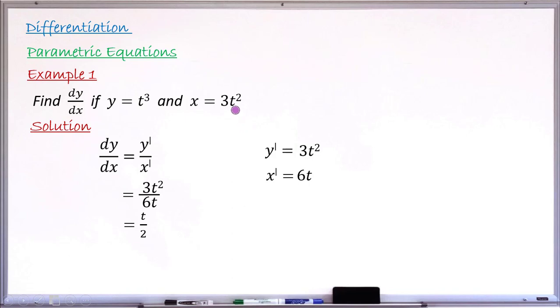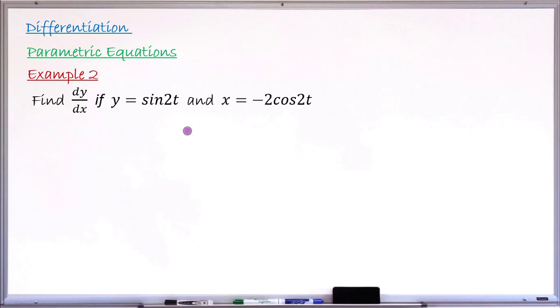So let's just take another example. Example number 2: you are asked to find dy by dx if you have the function y equals sine 2t and another separate function x equals minus 2 cos 2t. Solution to this very problem. Looking at these as parametric equations and asked to find dy by dx, I'll write the formula. dy by dx is nothing but y prime divided by x prime. So what I'm going to do is find y prime and find x prime.